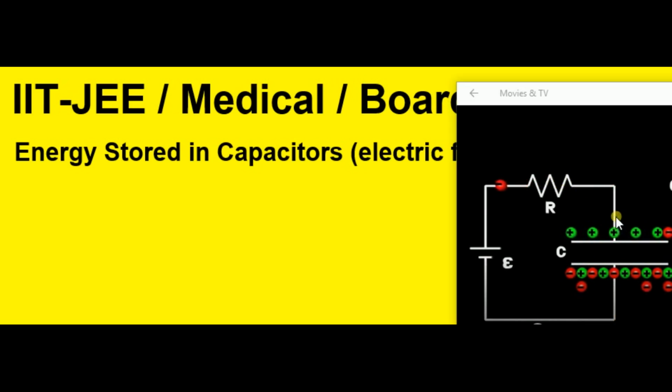Electrons are going from this positive plate to this negative plate against the attraction of this positive plate. Here this positive plate attracts this electron, but it is going from the positive plate to the negative plate. Although the upper plate attracts this electron, it is going from the positive plate to the negative plate.